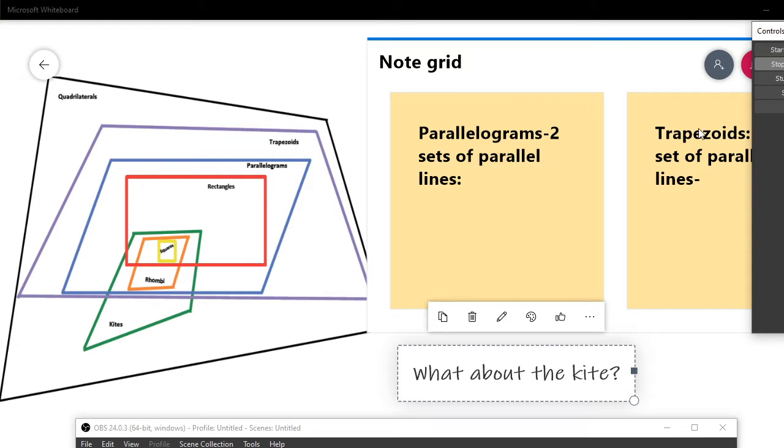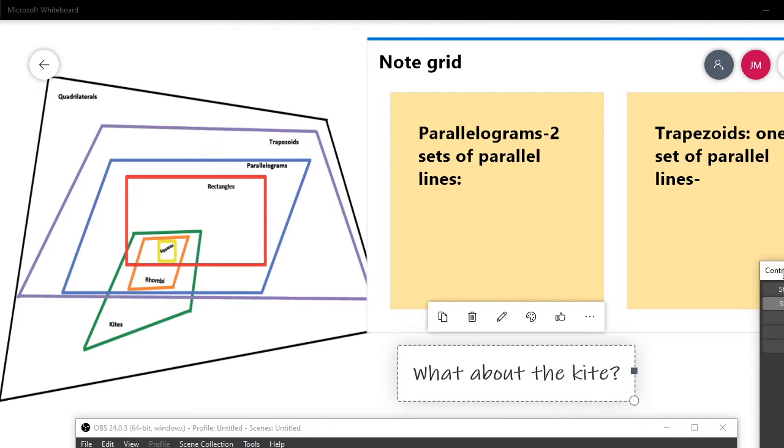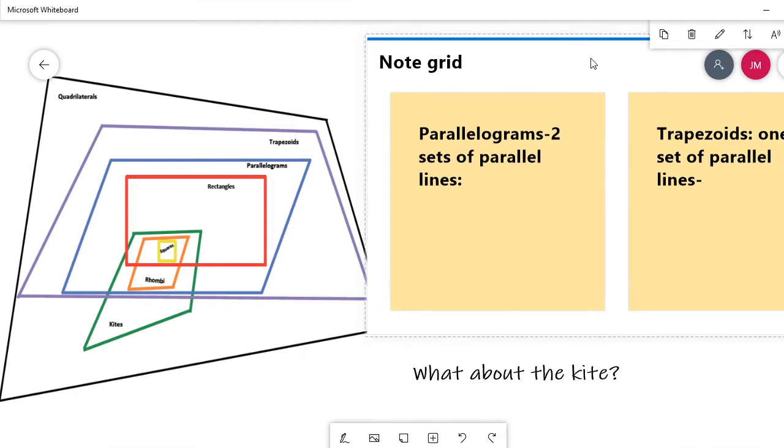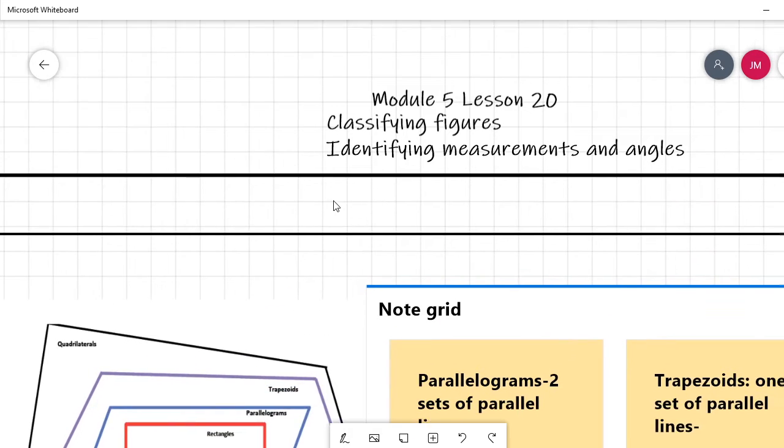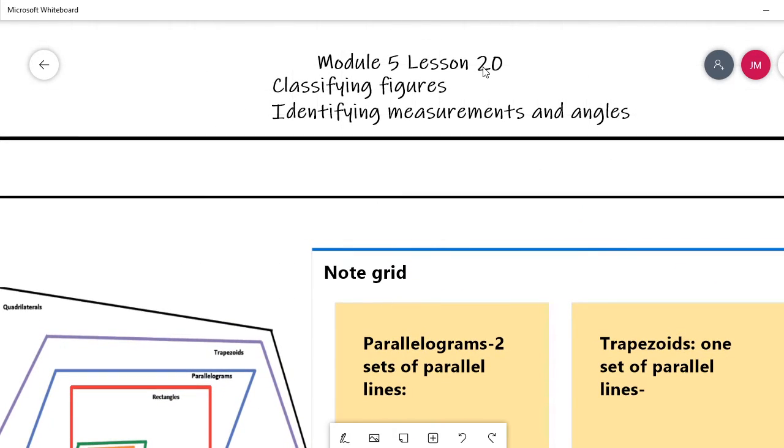This is your math channel. This is the last lesson for this activity. So let's look at this. This is actually one before the last. This is module 5 lesson 20. Classifying figures, identifying measurements and angles.